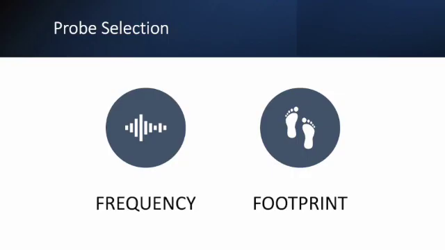Probe selection all comes down to 2 things: frequency and footprint. Frequency refers to what frequency of sound we input into our patients, and that determines both our image resolution and the depth at which we can see. Meanwhile, footprint refers to the area that makes contact between the probe and the patient, and this determines how much real estate we get to see and what obstacles we might be running into or that we can avoid.